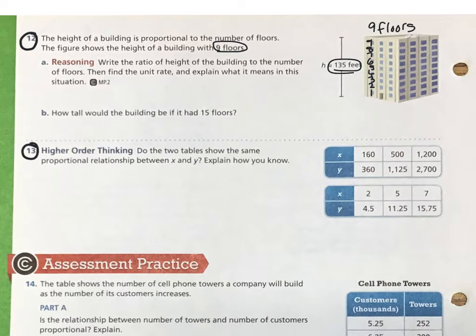Well, first of all, we're going to write a ratio of the height to the number of floors. So the height is 135 feet, and that is for 9 floors on the building. It then asks us to find the unit rate. So find the unit rate, and then we're going to explain what that means in this situation. Pause the video and try that, and then come back and check your answer.